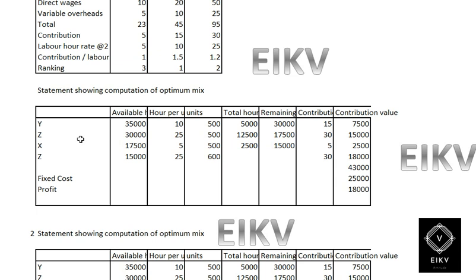Then the next rank is rank 2, so Z is ranked as 2. Therefore for 1 unit of Z we need 25 hours, and 500 units shall be required for production. So 500 into 25 gives 12,500 hours. The remaining 30,000 hours minus 12,500 will give 17,500 hours, which is available for the production of X.